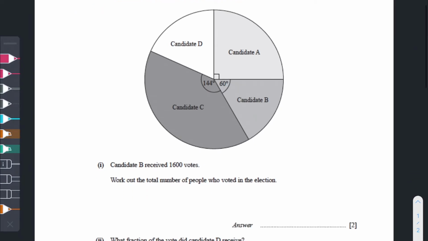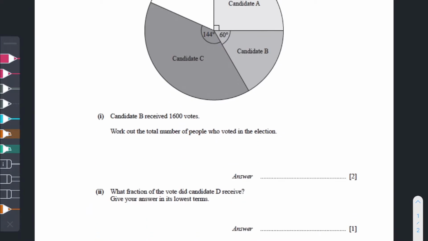Candidate A, B, C, and D have been given to us in this pie chart with different types of angles. Part 1 says candidate B received 1600 votes. Work out the total number of people who voted in the election. So if candidate B received 1600 votes, that means 60 degrees equals 1600 votes, and 360, which is the total angle of this pie chart, would be equal to how much? So let's solve for x.